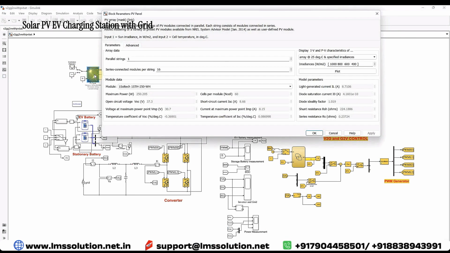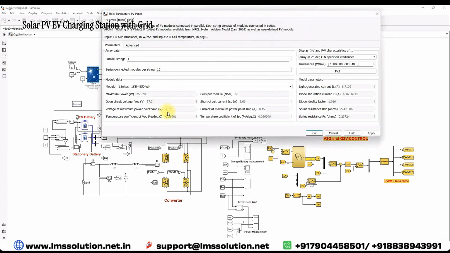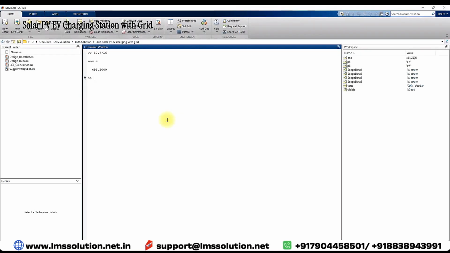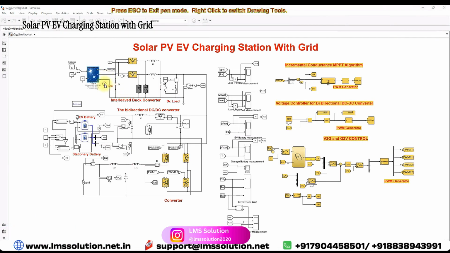And here you can see the rating of the solar PV array. The single panel rating is 250 watts, and here we are using 16 series-connected PV modules in a single string. Totally it can generate around 4000 watts, that means 4 kilowatts at 1000 watts per meter square. The voltage across a single panel is around 30.7 volts, and the current of the single panel at maximum power point is 8.15 amps. Totally, 30.7 times 16 is around 491.2 volts. At the PV maximum power point condition, the voltage is around 500 volts.